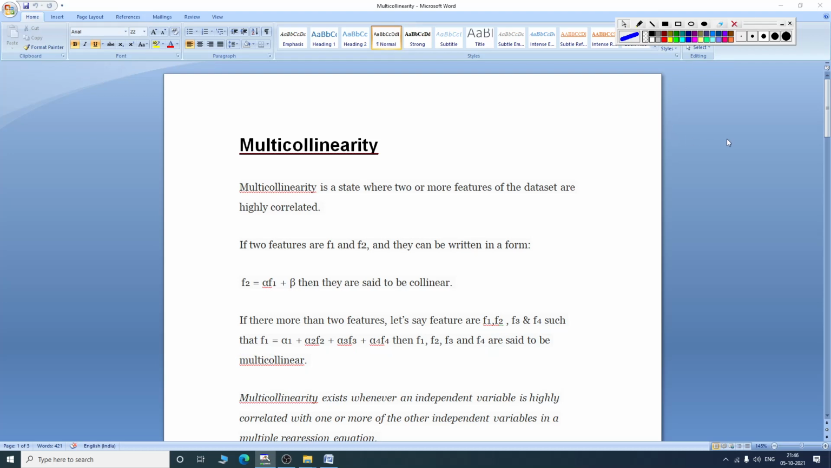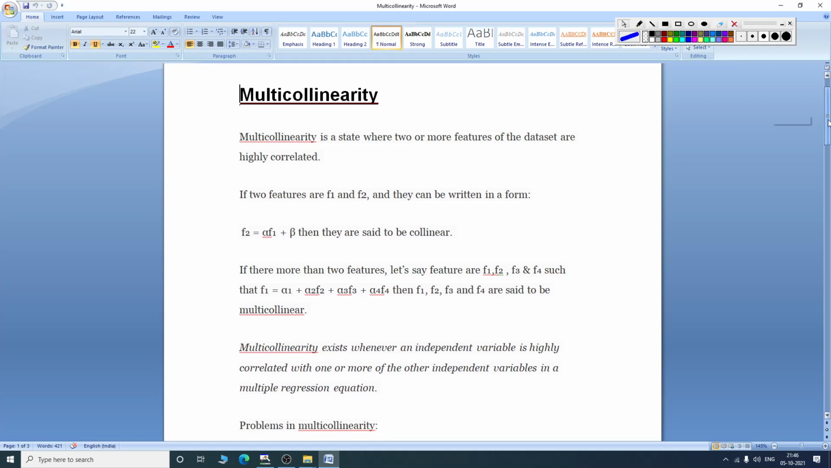In case of machine learning, we have to deal with multicollinearity. Multicollinearity exists whenever an independent variable is highly correlated with one or more other independent variables. So it can be one variable or it can be two variables. If it is related with any independent variable, we are in a multicollinearity situation, and this can create problems in our regression or classification problems.